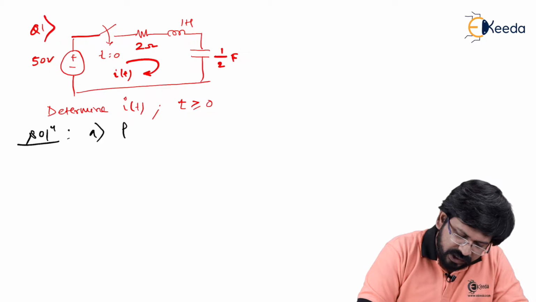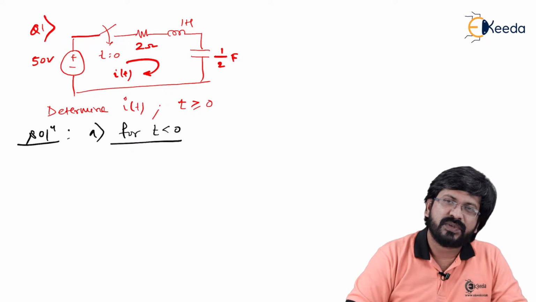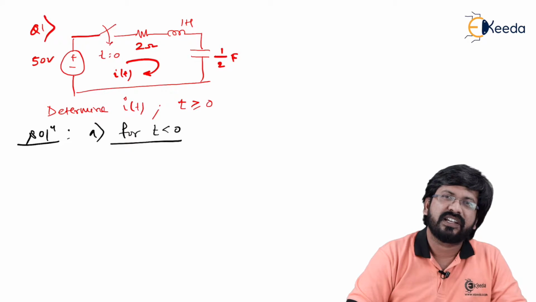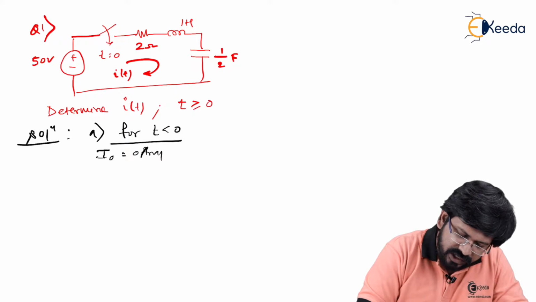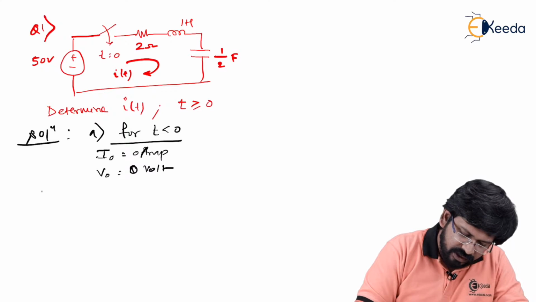Tell me, for t less than 0, what do you think? Switch was open, and if the switch was open, it means clearly that your inductor as well as capacitor remain uncharged. So the whole motive is just to get initial conditions for the inductor, which is 0 ampere in this case, as well as for the capacitor it is 0 volt. Am I right? We can now directly go for t greater than 0.